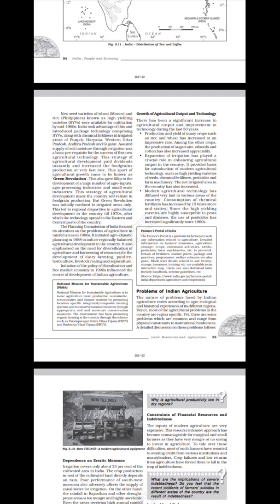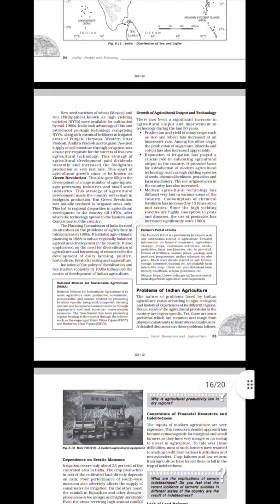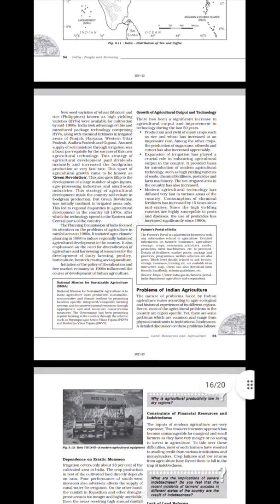It also emphasized the need for diversification of agriculture and harnessing of resources for the development of dairy farming, poultry, horticulture, livestock rearing, and aquaculture. Initiation of the policy of liberalisation and free market economy in the 1990s influenced the course of development of Indian agriculture.